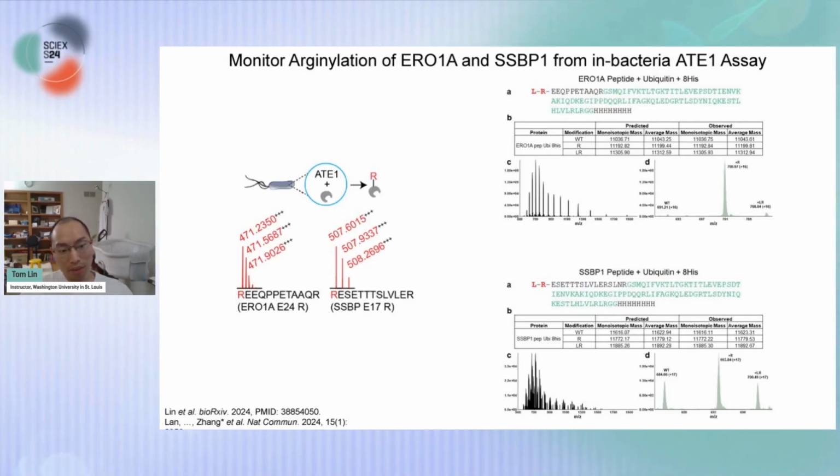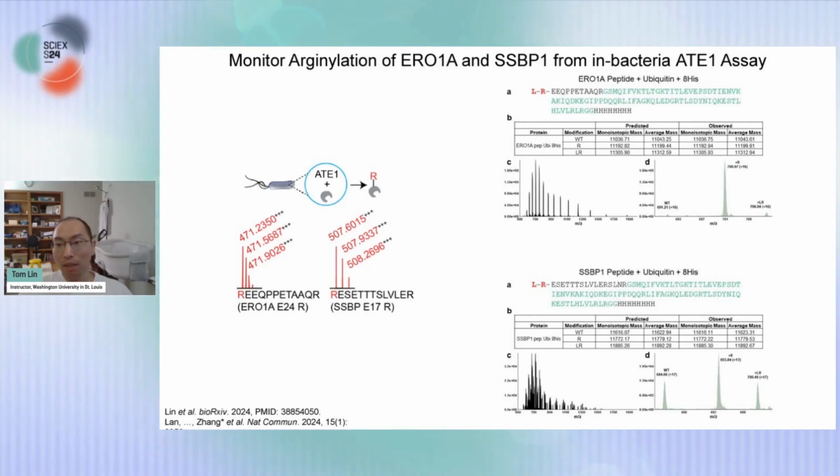Beyond the top-down calculation of the arginylation, we also applied our top-down workflow to the arginylation studies of other proteins. Here we show the arginylation species of ERO1A and SSBP generated from the in-bacteria arginylation assay. You can see on the right side in the middle, the plus R basically means the arginylated species. And you can also observe 2 other species.